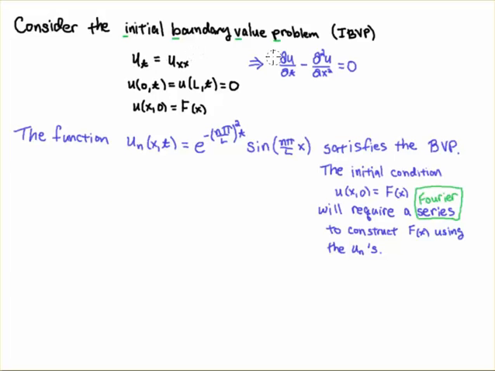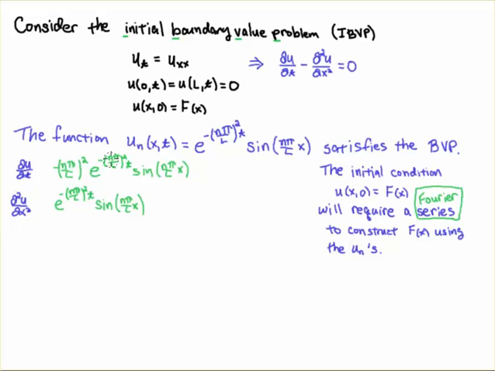Notice that the PDE, the partial differential equation, can be written as the derivative of u with respect to t minus the second derivative of u with respect to x equals 0. So I just push the u_xx over to the left-hand side. Now, if I differentiate u_n with respect to t, then by the chain rule, the minus (n pi over L) squared drops down, and I just leave the sine alone, and we get the exponential back.